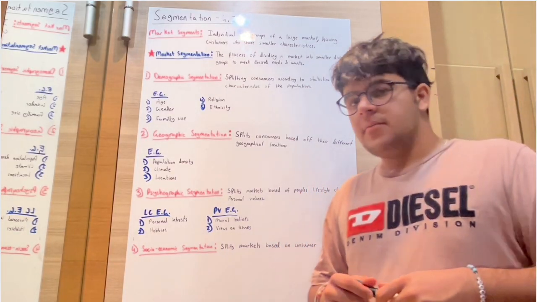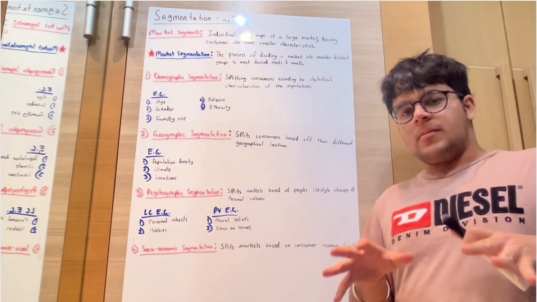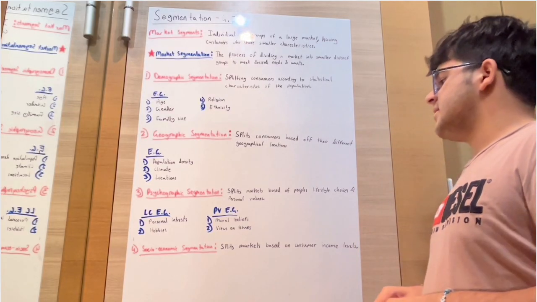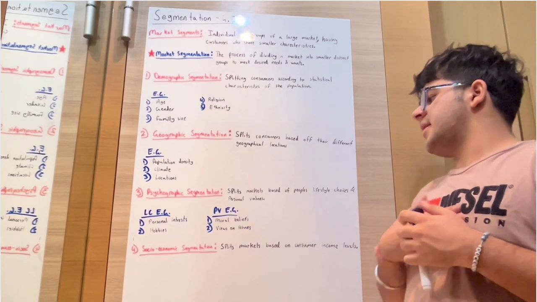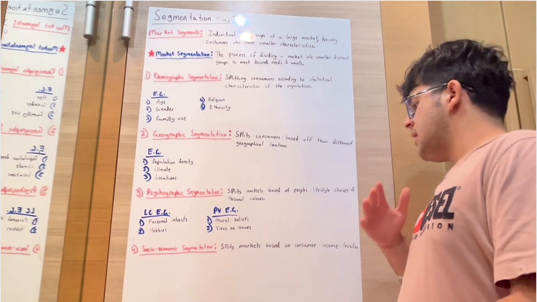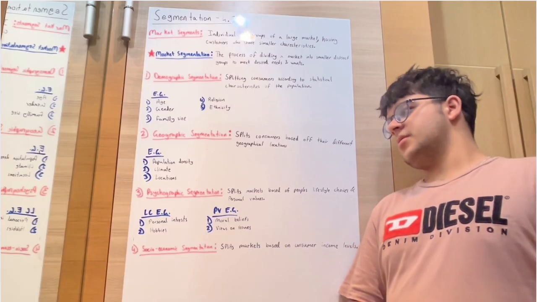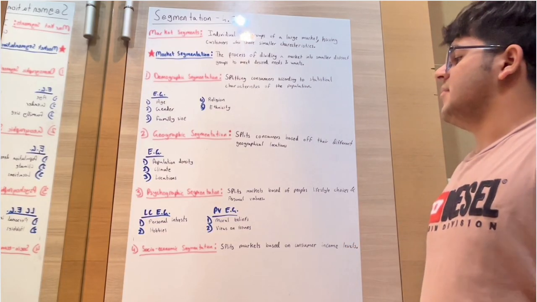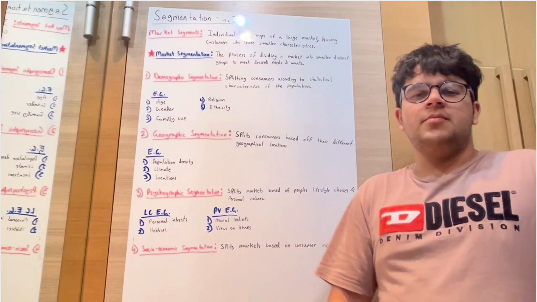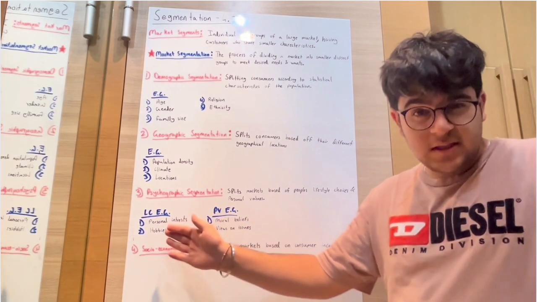Now, third one, psychographic segmentation. This may sound complex, don't worry, it's quite easy when I break it down. This is basically the idea of segmenting markets based off individual lifestyle choices and personal values, okay? So what I mean by that is, for lifestyle choices, let's look at people's personal interests, what they like doing, their hobbies.